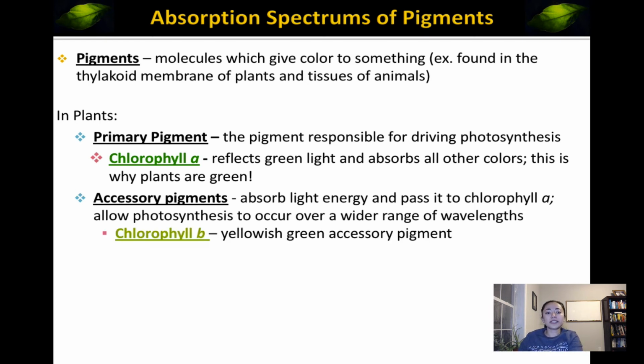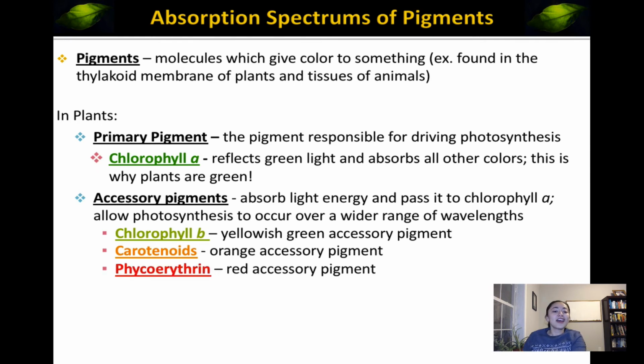Some examples of accessory pigments include chlorophyll B, which is kind of a yellowish-green color. Plants also have what are called carotenoids, which are an orange accessory pigment. Carrots have a lot of carotenoids, which is why they're called carrots. A red accessory pigment that's often found in plants is called phycoerythrin.